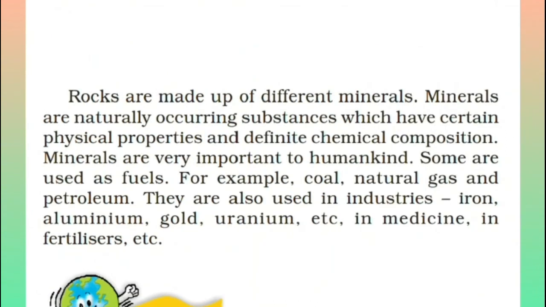Rocks are made up of different minerals. Minerals are naturally occurring substances which have certain physical properties and definite chemical composition. So rocks are made up of different minerals. And what are minerals? They are naturally occurring substances. These minerals are made naturally and they have certain physical properties of their own and also their own chemical compositions. Different chemicals are also involved in these minerals.